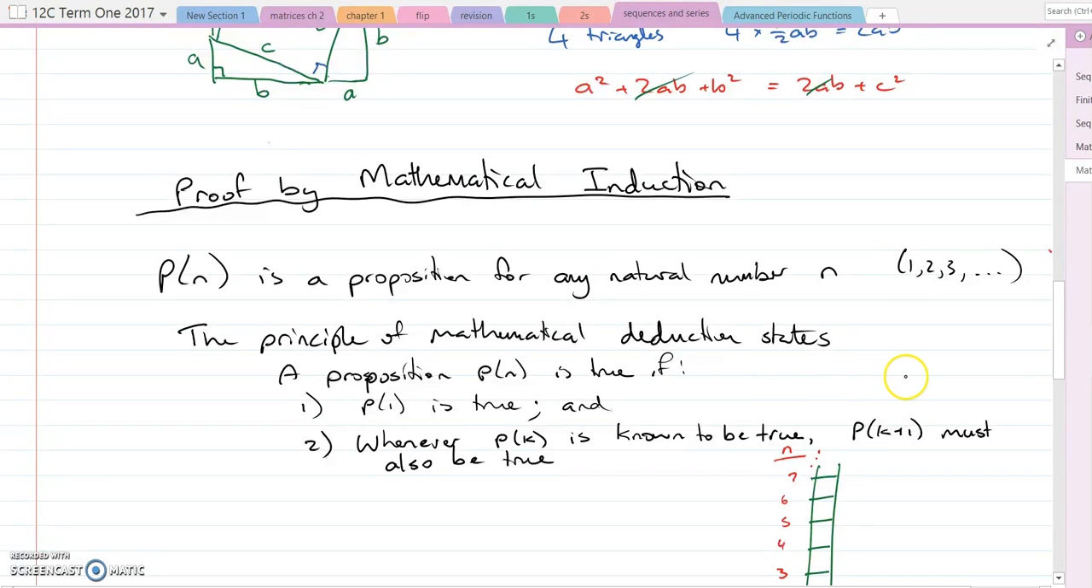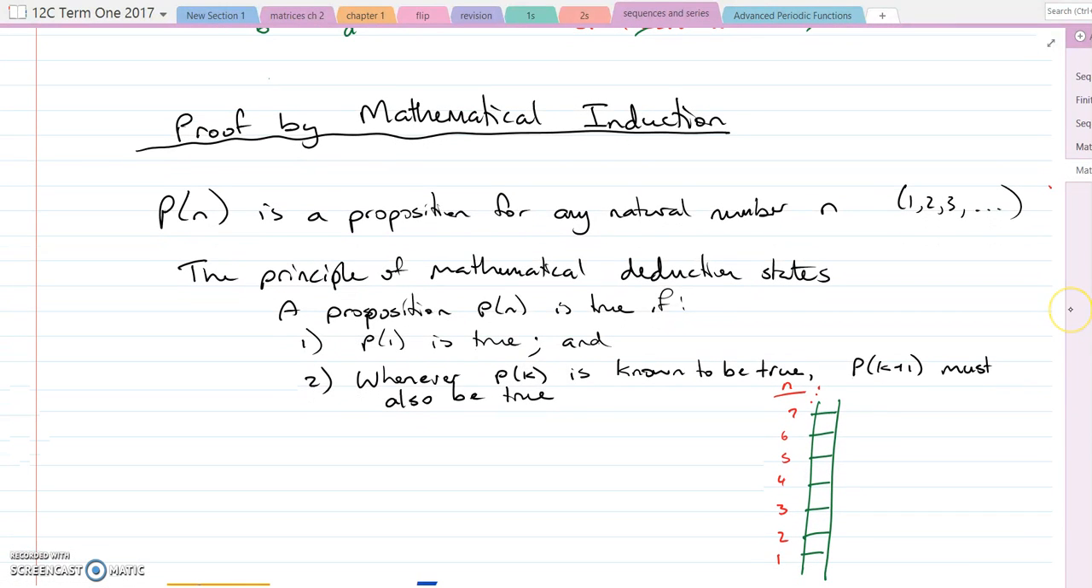The principle of mathematical induction states this proposition is true if two things are true. It has to be true for the first number. We always start at 1. Well, it could start somewhere else, but it has to have a starting point. For the first number, it has to be true.